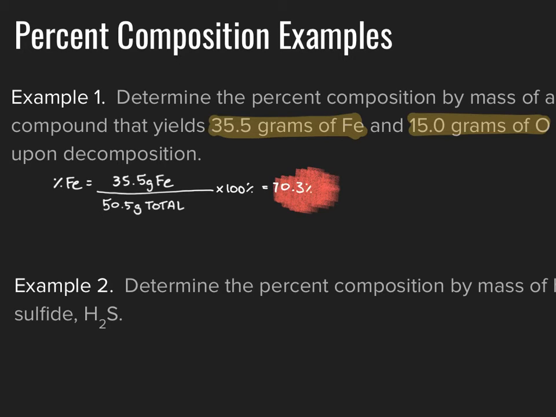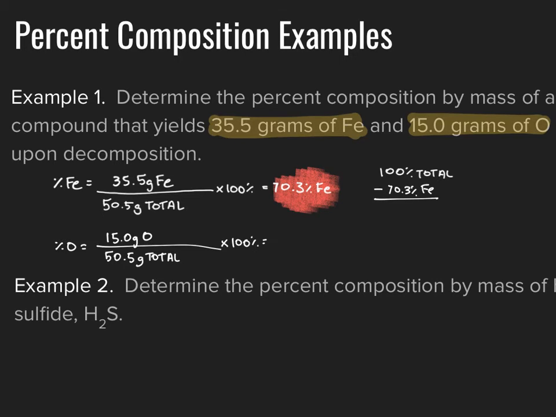70.3% iron. And by process of simple subtraction then, I could take the 100% that I know the total compound's mass is and subtract from that the 70.3%, which was iron, to find my percentage of oxygen. Or alternatively, I could simply divide 15 grams of oxygen present by the 50.5 grams total for the compound, multiply by 100. Either of those two methods gets me to my final answer for the percentage of oxygen of 29.7%. So real quick and easy way to calculate percent composition.